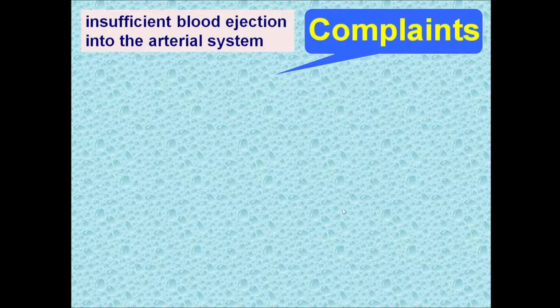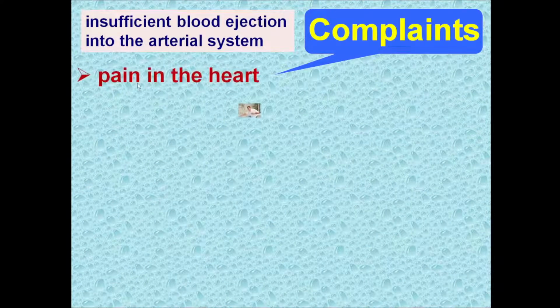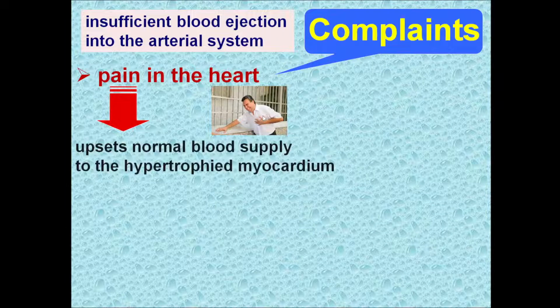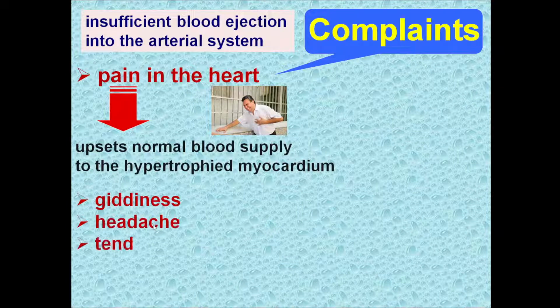The patient complains of pain in the heart, like attacks of angina pectoris, because they are provoked by physical exercise, which physiologically normally needs more active blood flow. It is impossible because the heart stroke volume diminishes. We see problems with the central nervous system.